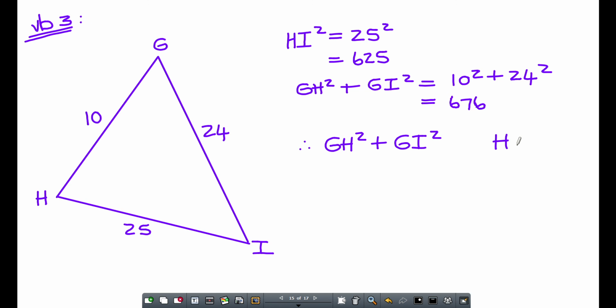HI squared. Now, I'm going to delete this part just now. HI squared was 625. That side, I got 676. So if I were to fill in a sign here, which way, it can't be equal. So which way would it be facing? That way, right? Okay, so I'm going to have that.